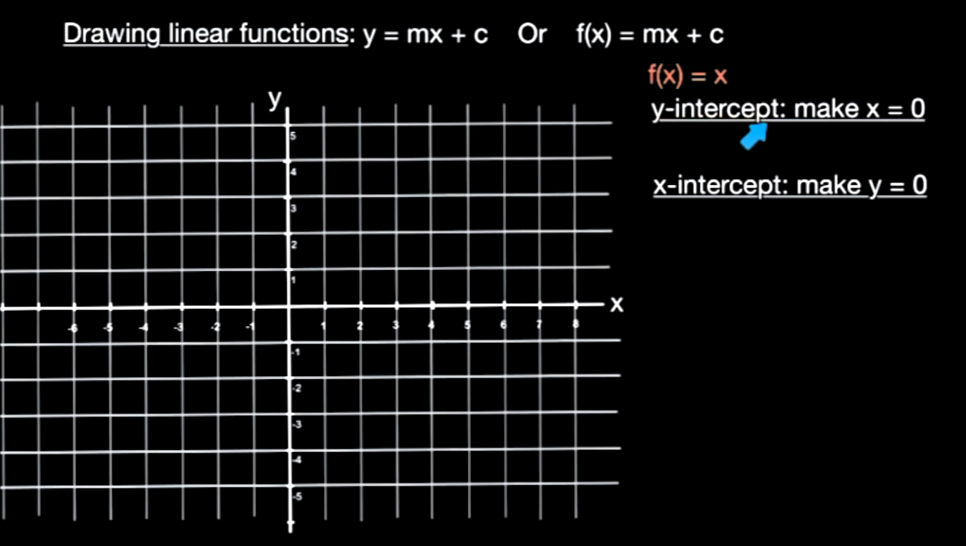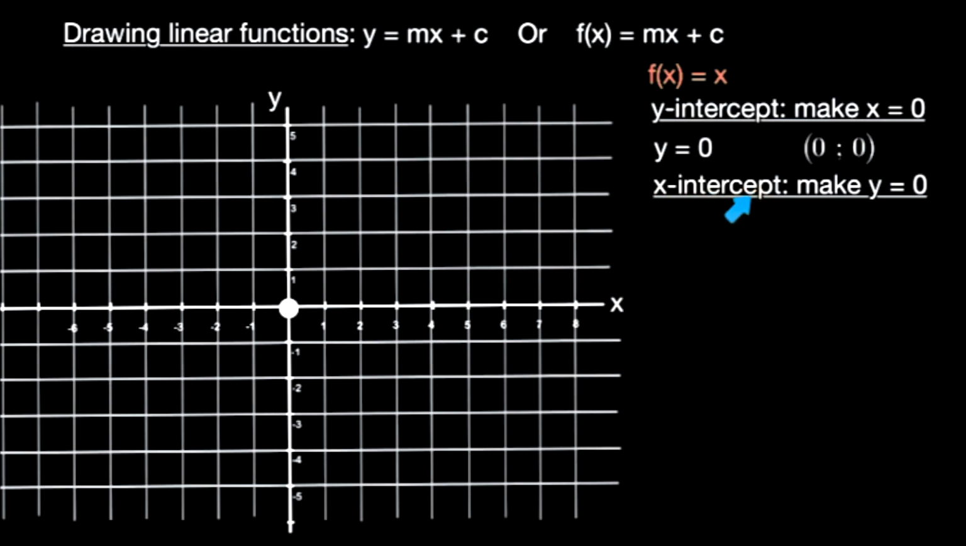To get the y-intercept, we make our x-coordinate equal to 0. So in the place of this x-coordinate, we put a 0. And if we put 0 in x's place, our y is immediately also equal to 0. So our x is a 0 and our y is a 0. And when we have the coordinates (0; 0), we're on the origin. And there it is.